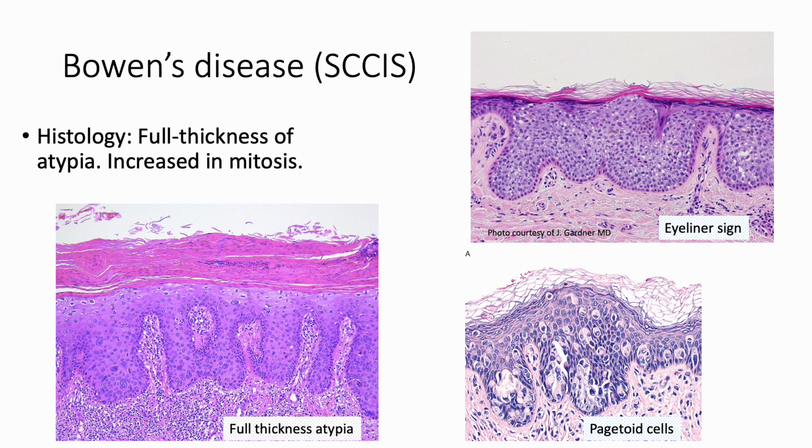There are two interesting signs. One is called the eyeliner sign, which basically means the basal layer is retained, resembling an eyeliner. And another one is the Paget cells. If squamous cell carcinoma in situ goes laterally, it can have those pagetoid cells involving the periphery of the lesion. You can see those pagetoid cells. But if you look closer, you can still appreciate the presence of the bridging of the squamous cell carcinoma.